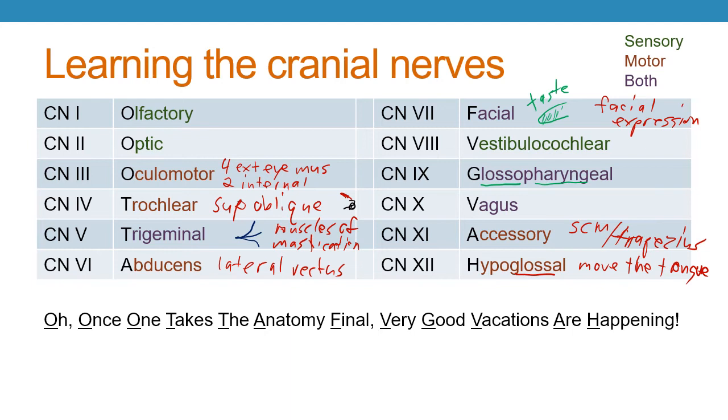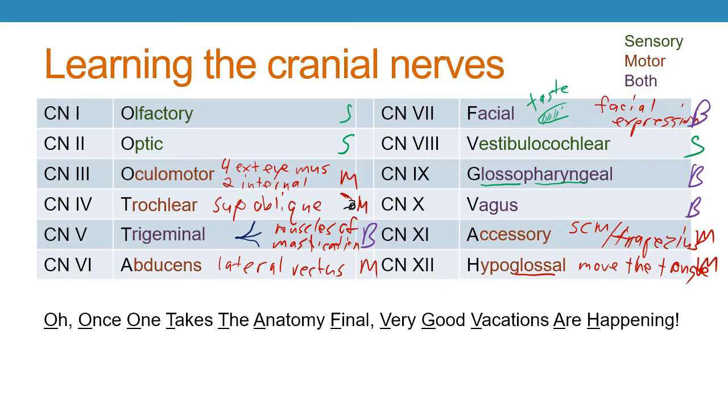So those are sensory, sensory, motor, motor, both, motor, both, sensory, both, motor, motor. And as you would expect, there are cute little memory phrases out there for those as well.